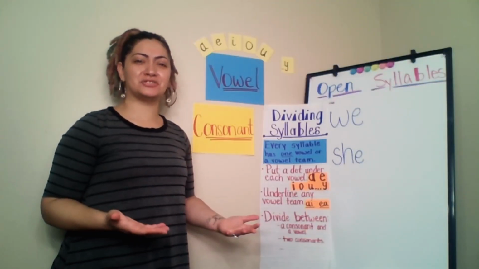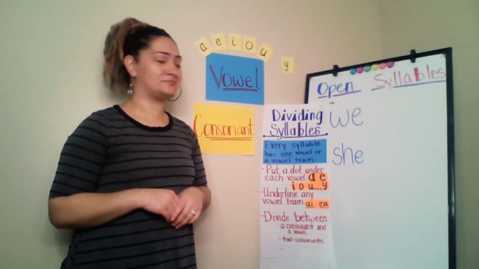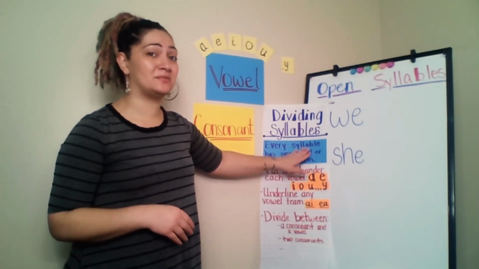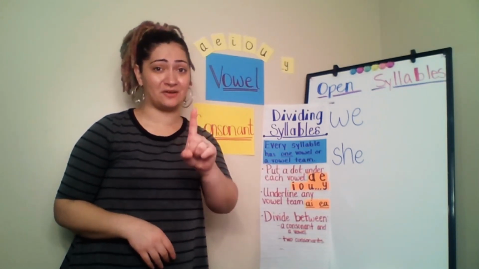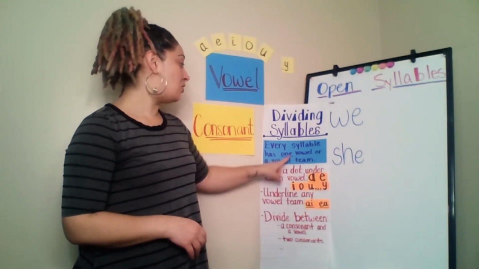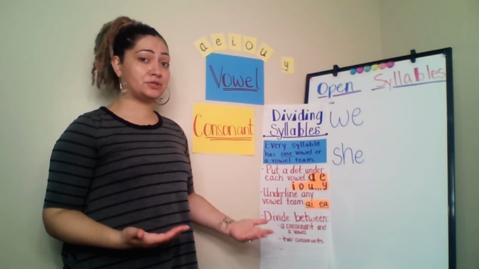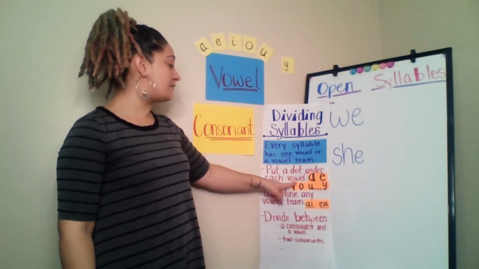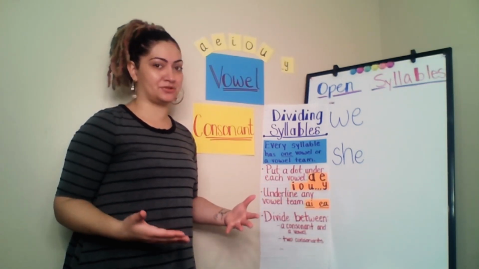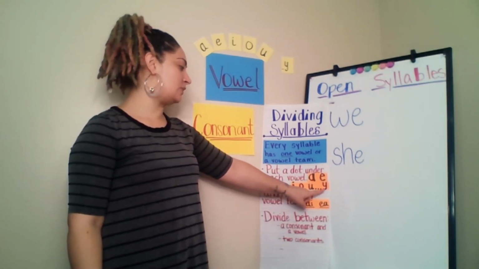Now let's take a look at a strategy we can use to break a word into syllables or into parts. One thing that's super important for us to know is that every syllable is only going to have one vowel sound. That one vowel sound can be made by one vowel or one vowel team. So what we're going to do is put a dot under every vowel that we see in the word. This is going to help us recognize how many syllables are in the word. Remember, the vowels are A, E, I, O, U, and sometimes Y.